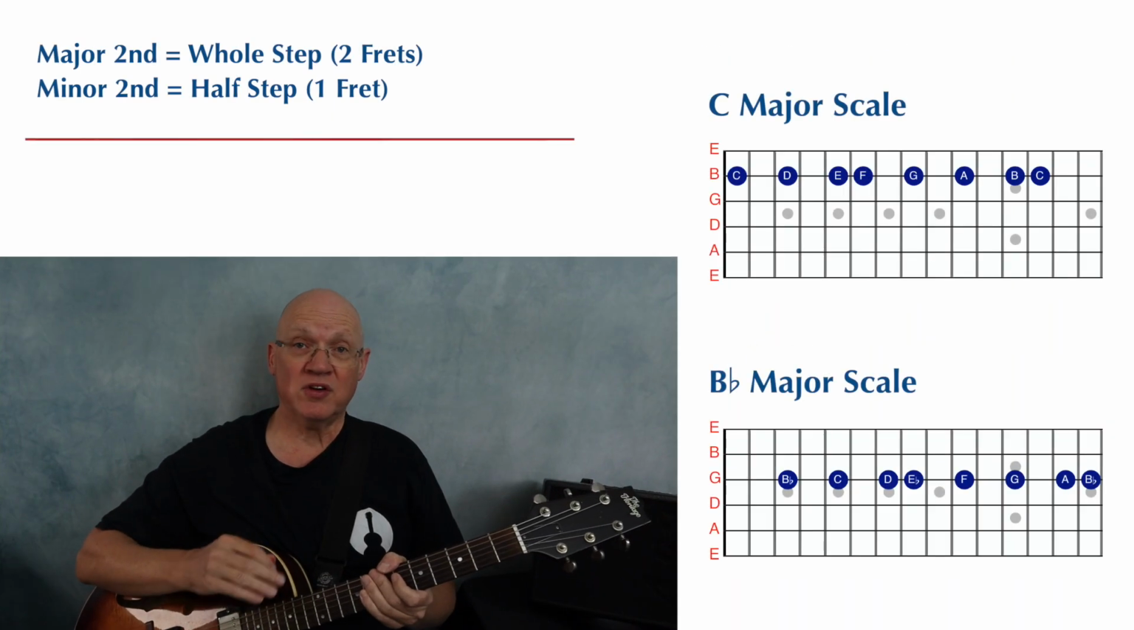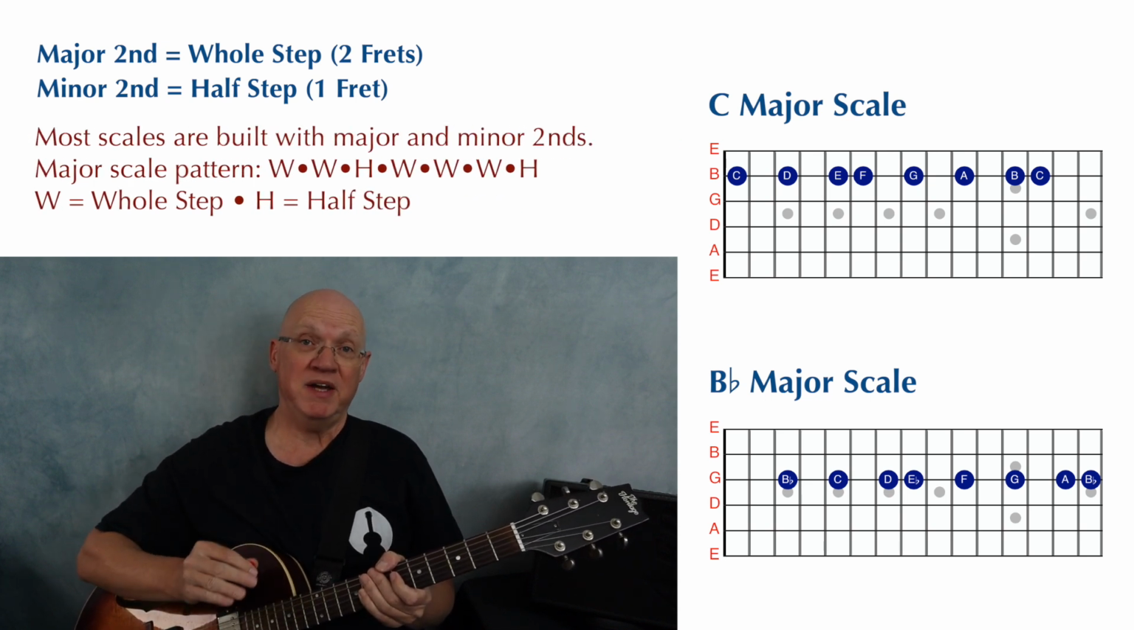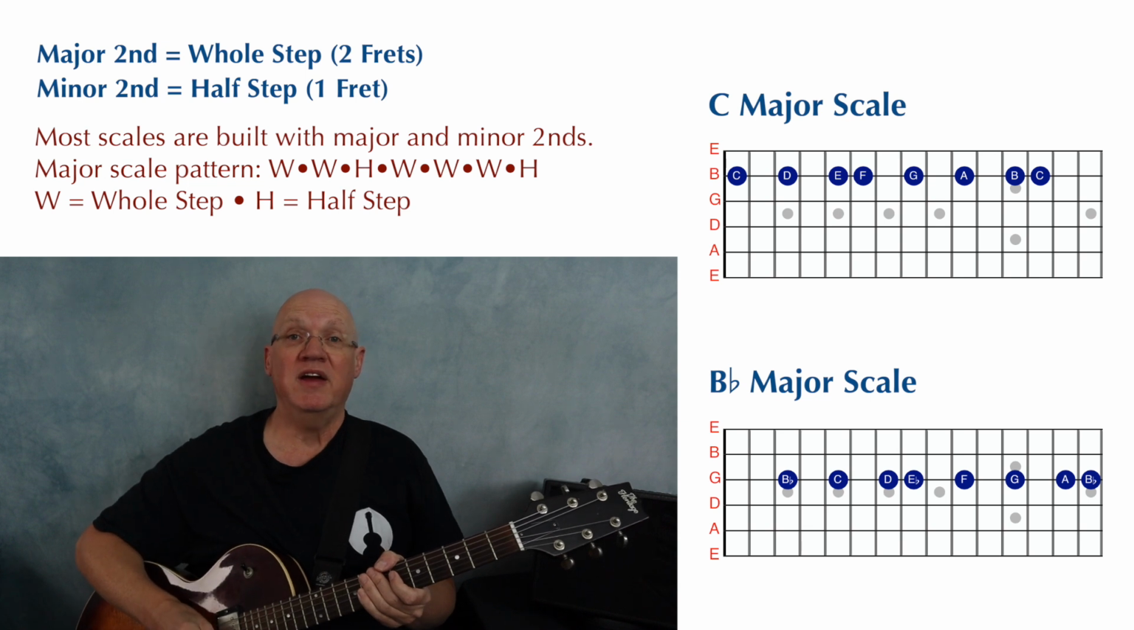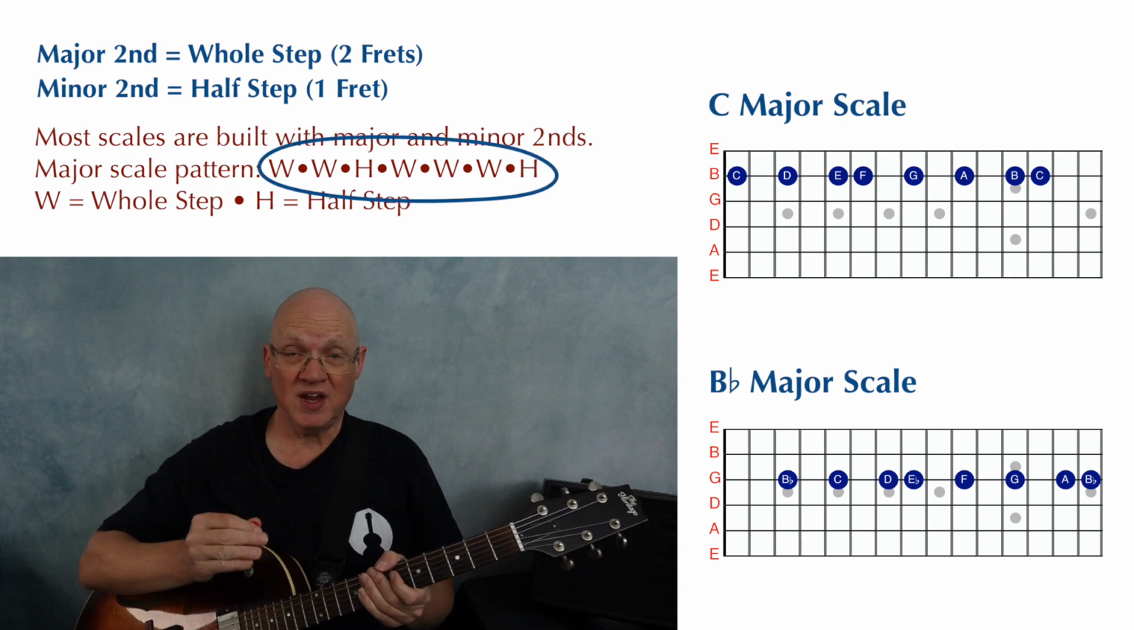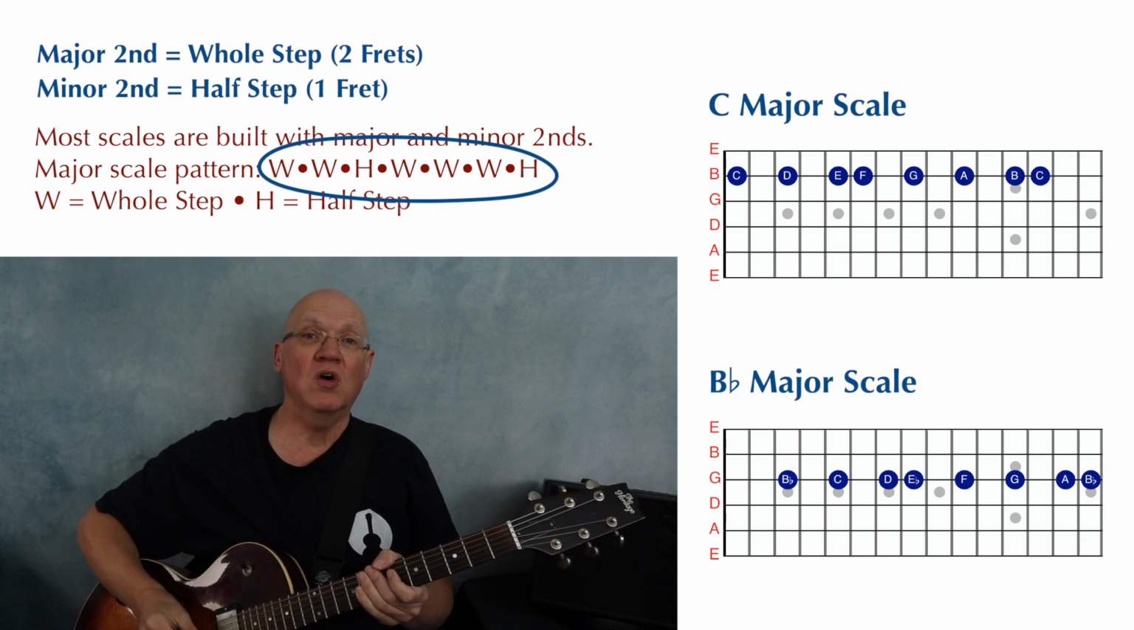And most scales are made up of regular patterns of half steps and whole steps. For example, the major scale, every major scale, is made up of the same sequence of whole steps and half steps. That's going to be whole step, half step, whole, half.